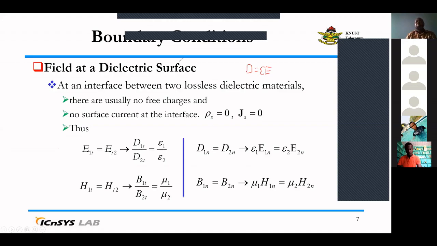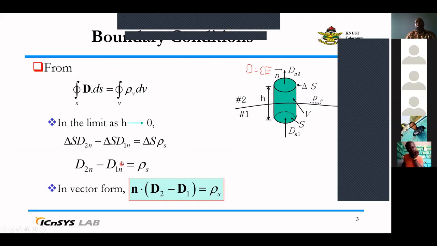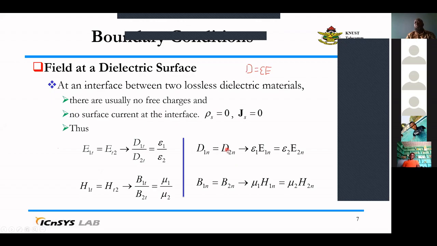But the normal component, if you remember, we've already said that D2n minus D1n equals rho s. But in the situation where we are dealing with an interface of dielectric material, there are usually no free charges. So rho s here is equal to 0. When rho s equals 0, then D2n, the normal component of the electric flux density in medium 2, must be equal to D1n, the normal component of the electric flux density in medium 1. And so you have D1n equals D2n.